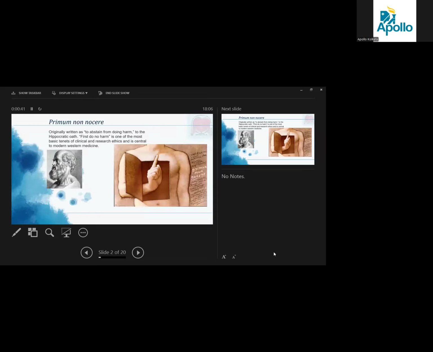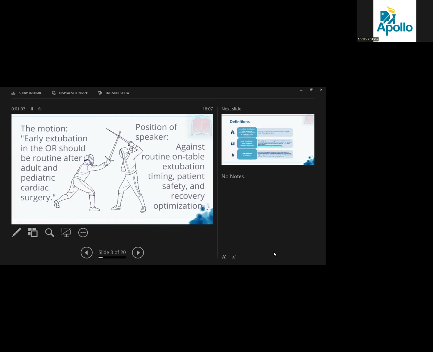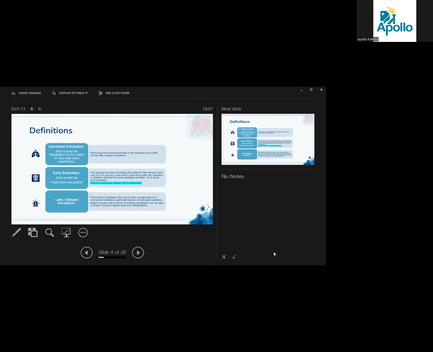As we go, we start with primum non nocere, the first principle of medicine and the most important line in the Hippocratic Oath. As we say, first do no harm. And extubation is an art. And that fine art is a fine balance of finding where harm occurs. And here I'm speaking against the motion for on-table extubations for cardiac surgical patients.